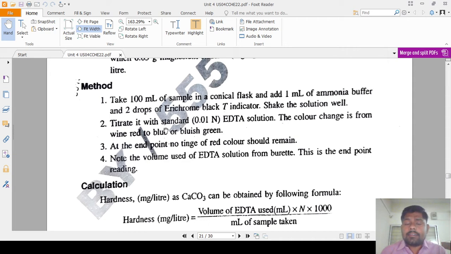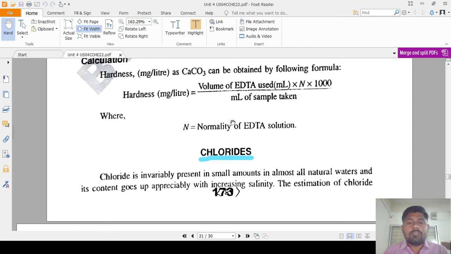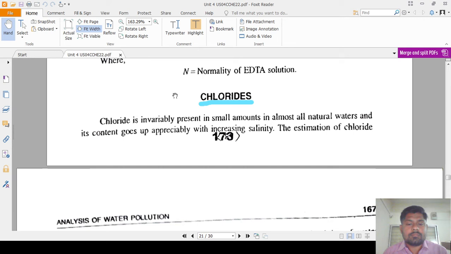Then titrate the solution with EDTA solution, that is in a burette, drop by drop addition, until the color changes from wine red to blue or bluish green. Note down the reading, that is your end point, and then put the values here: the volume of EDTA, that is burette reading, into normality, into 1000 by ml of sample taken. By this way you can find out the hardness of the water.